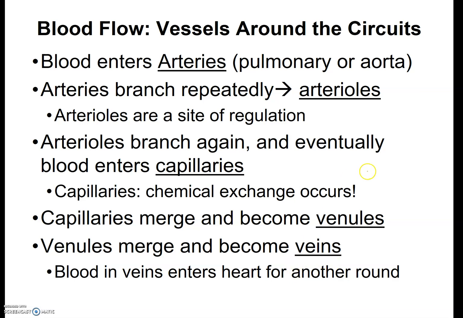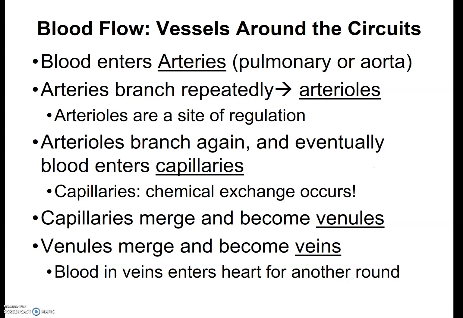So let's start by looking at what the blood vessels look like. We're going to start with the largest, the arteries. The largest artery in the body is called the aorta. And so we have the pulmonary arteries and the aorta themselves that leave the heart. The arteries branch many, many times into smaller arteries called arterioles.